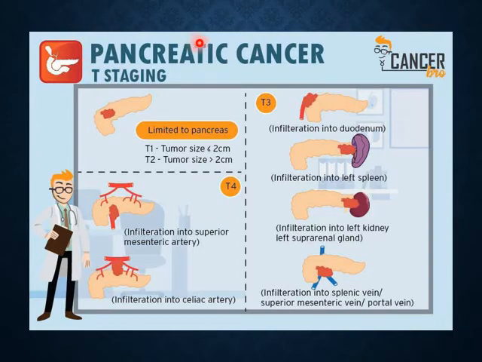Next we come to pancreatic cancer staging, the TNM staging. The T staging is T1 and 2 limited to within the pancreas, within the tissues of the pancreas. T1, tumor size less than 2 centimeters, and T2, more than 2 centimeters. T3, when the tumor infiltrates into the duodenum or infiltrates into the spleen.